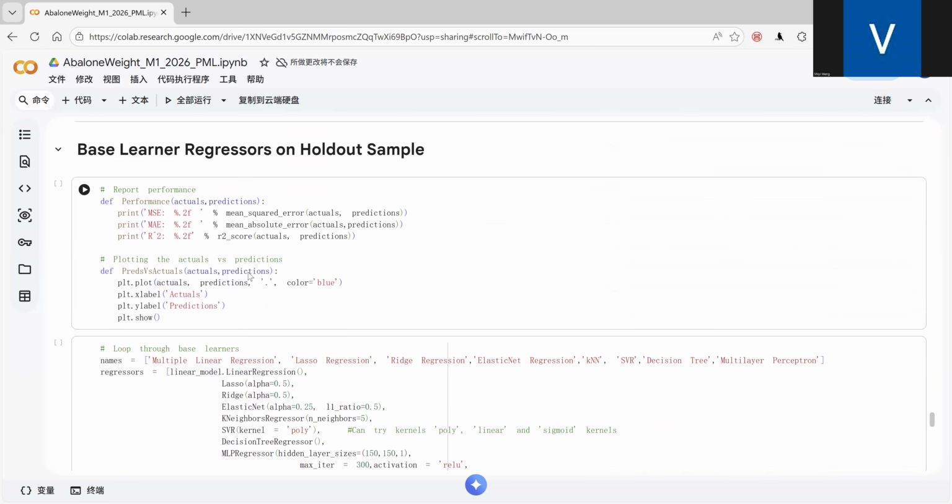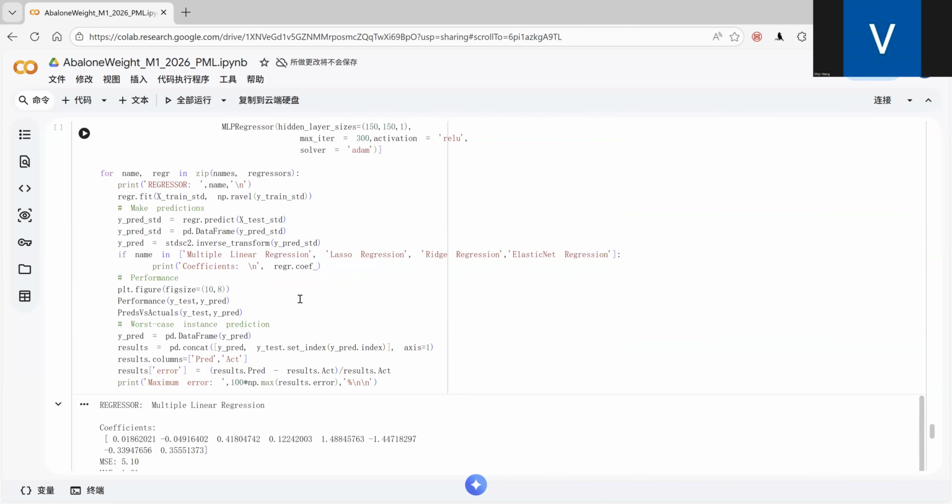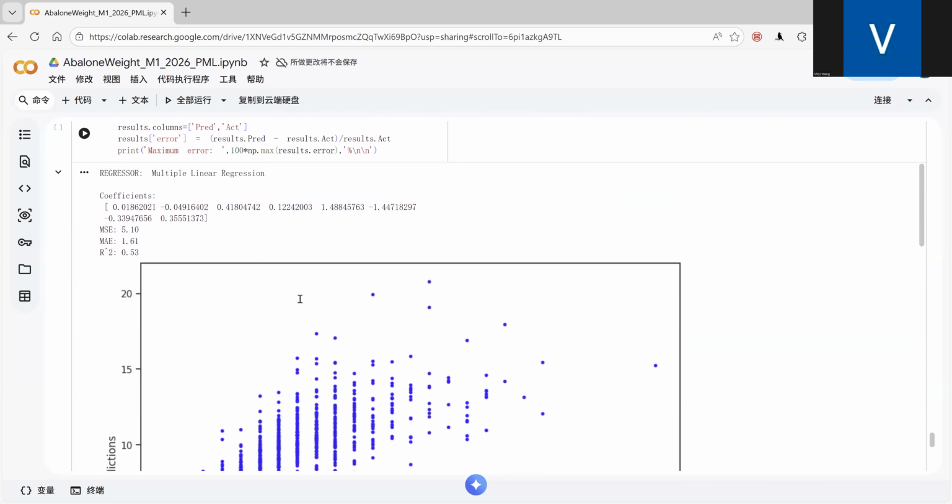Let's move on to the baseline regressors after the split. The common metrics we know are MSE, MAE, and R square. It's under the same preprocessing and holdout. And we know if the R square is bigger, it's better. Okay, let's see the results.